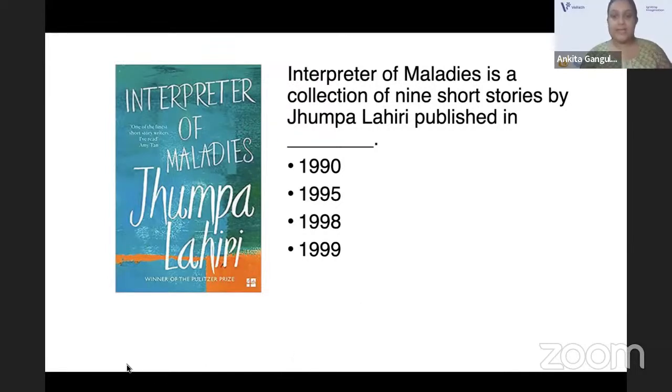Interpreter of Maladies is a collection of 9 short stories by Jhumpa Lahiri published in which year? 1990, 1995, 1998, or 1999? You should remember whether it was before or after God of Small Things. When you study years, you should connect them with some work that you already know, and then you will be able to remember correctly. So, Ankita, was it before God of Small Things or after? After, because it is 1999.